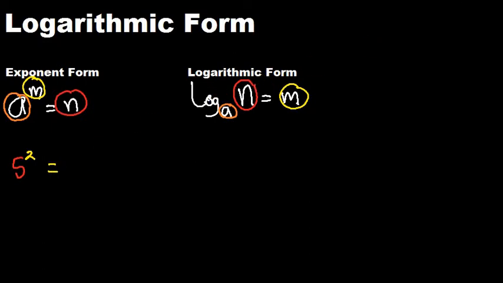Now if we write another one, let's say we have 5 squared equals 25. Now in logarithmic form we will have log, the base is 5, log base 5 of 25 equals 2.